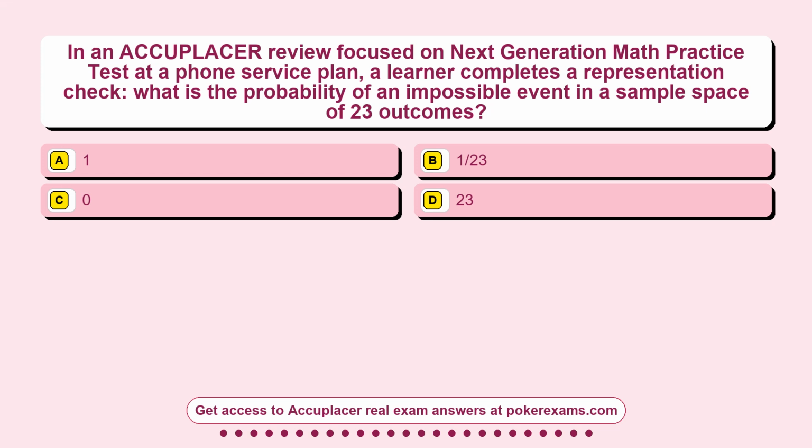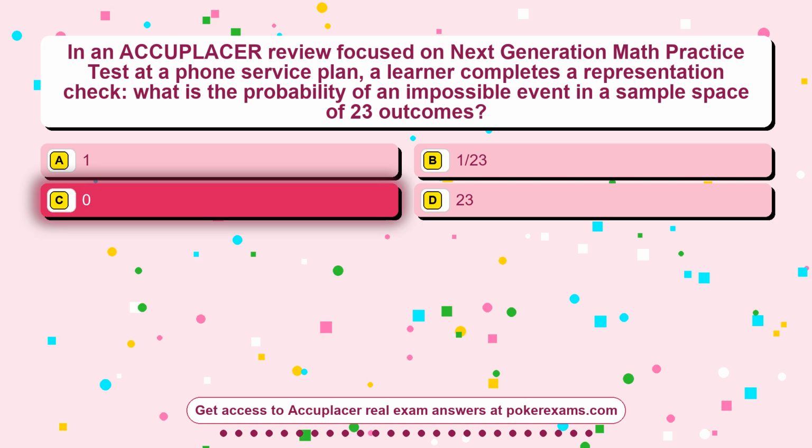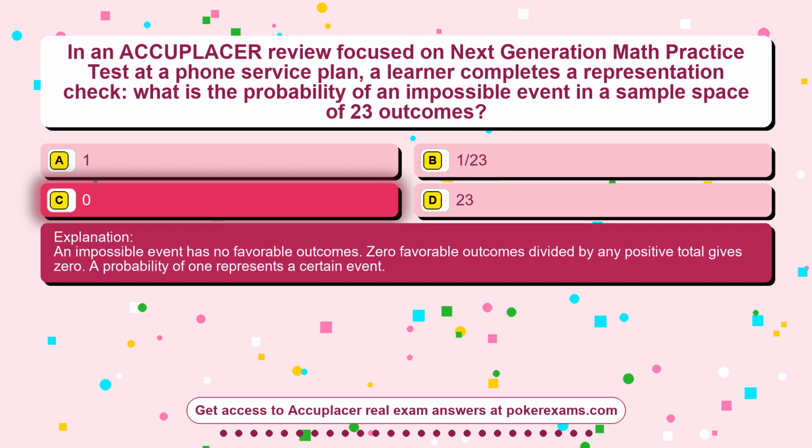Question 9. In an Accuplacer review focused on next-generation math practice test at a phone service plan, a learner completes a representation check. What is the probability of an impossible event in a sample space of 23 outcomes? Option A 1, Option B 1/23, Option C is 0, Option D 23. The correct answer is Option C, 0. An impossible event has no favorable outcomes. 0 favorable outcomes divided by any positive total gives 0. A probability of 1 represents a certain event.